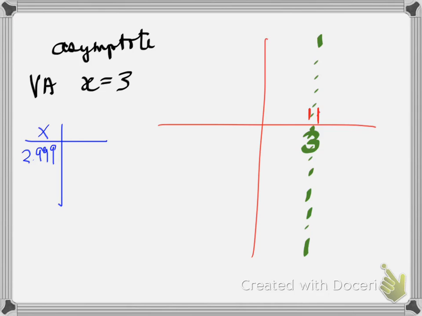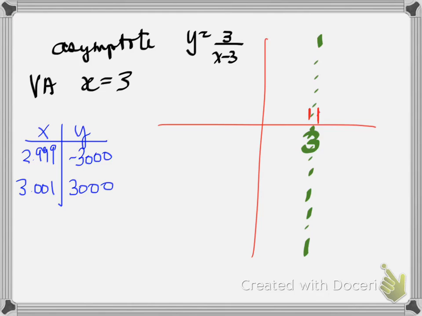So I plug in 2.999 into the equation. There's the equation. And I get negative 3,000. Then I'm going to plug in 3.001 into the equation. And I get a number like positive 3,000. How does that help us? Well, it helps us state the behaviors around the asymptote.